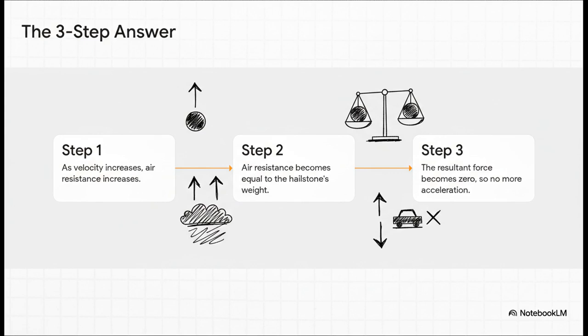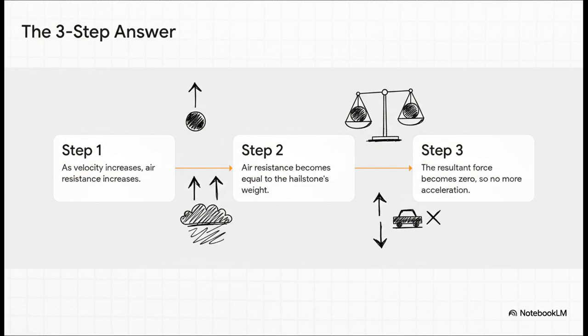And here is the perfect 3-step structure for your answer. First mark, you state the relationship. As the hailstone gets faster, air resistance increases. Got it? Second mark, you describe the tipping point. Eventually, that upward push of air resistance becomes equal to the downward pull of the hailstone's weight. They're balanced. And that gets you the third and final mark. You state the conclusion. The forces are balanced, so the resultant force is 0. And what does 0 resultant force mean? 0 acceleration. It stops getting faster, it's hit terminal velocity.